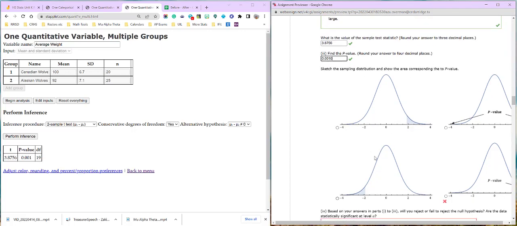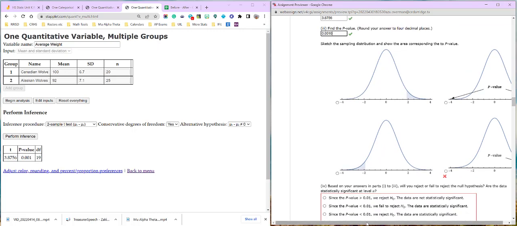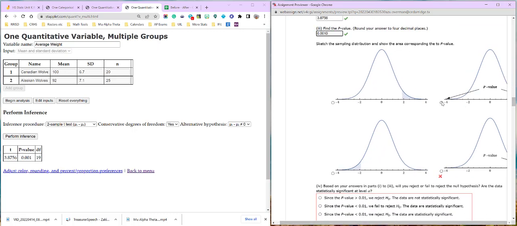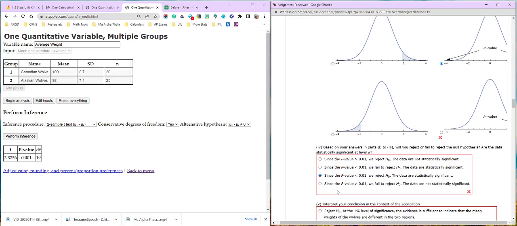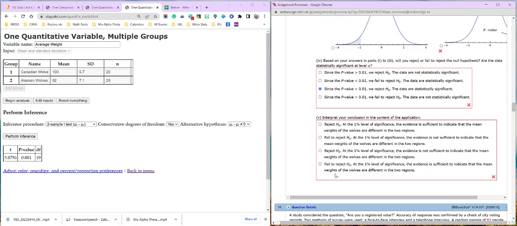So since we're looking for different, we need both sides of our sketch to be shaded. So you can see how that's pointing to 2 p-values, so you can tell which one it is. And because it's super tiny, you really can't see it in the picture. Okay, since the p-value is super tiny, we're going to reject. We definitely have statistically significant data. Since we reject, we have sufficient evidence that the mean weights of the wolves are different.